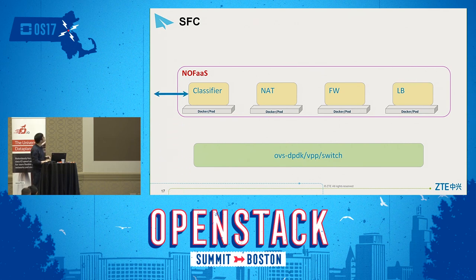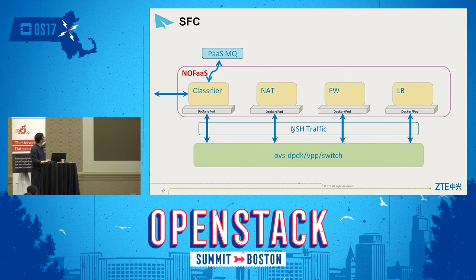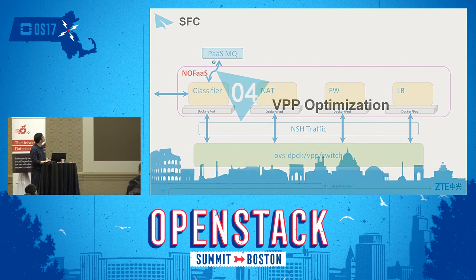First, the packet comes into the classifier node. The classifier node will determine which microservice node the packet will go to, and it encapsulates the packet with the NSH header as a service chain. And if the packet is finally processed, it will go through the PaaS MQ and go out.